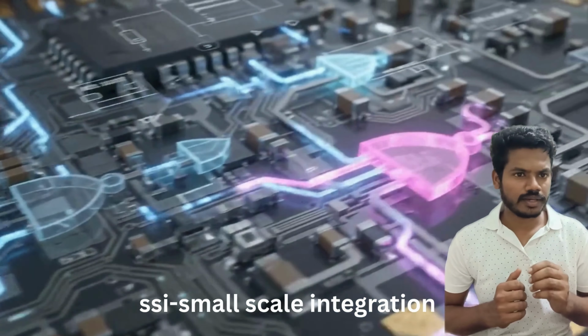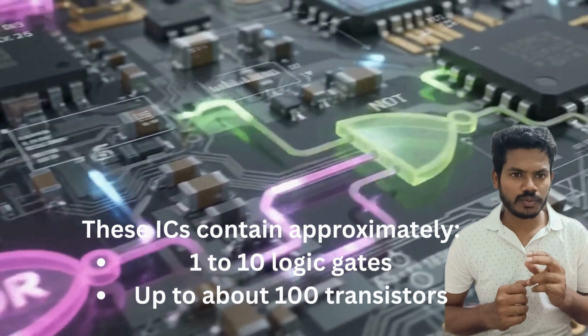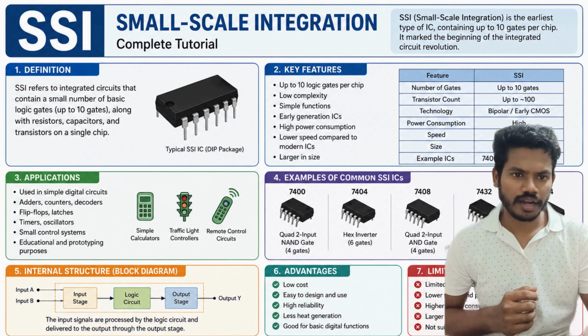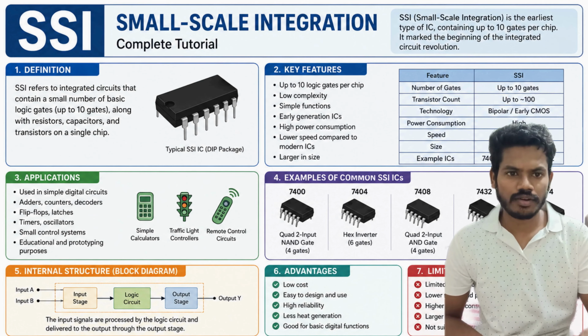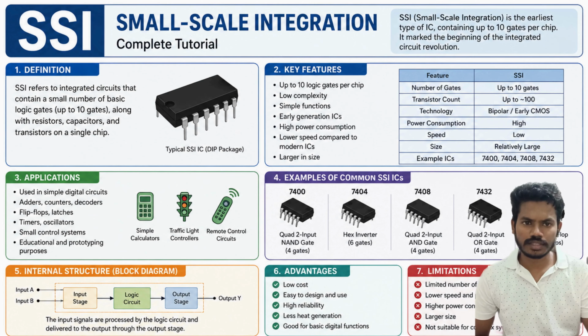These ICs contain approximately 1 to 10 logic gates, up to about 100 transistors. Examples include AND gate, OR gate, NOT IC. SSI ICs are used for performing simple digital logic operations.